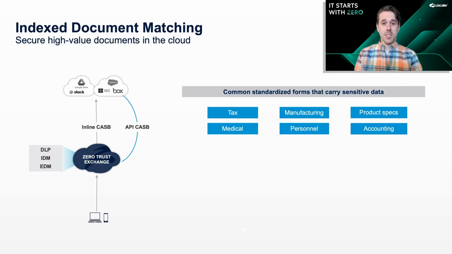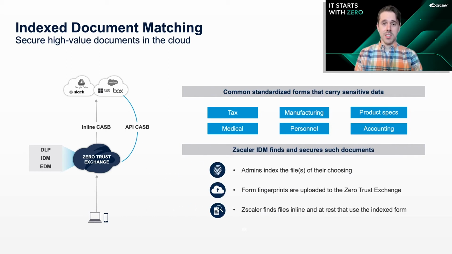Fortunately, IT teams can accomplish this with Zscaler Indexed Document Matching. Admins just index their file of choice with the index tool, and the underlying form's fingerprint is uploaded to the Zero Trust Exchange. From there, DLP finds any other instances of that form and prevents them from leaving the enterprise, both inline and at rest. Let's turn it over to my colleague for a demo.